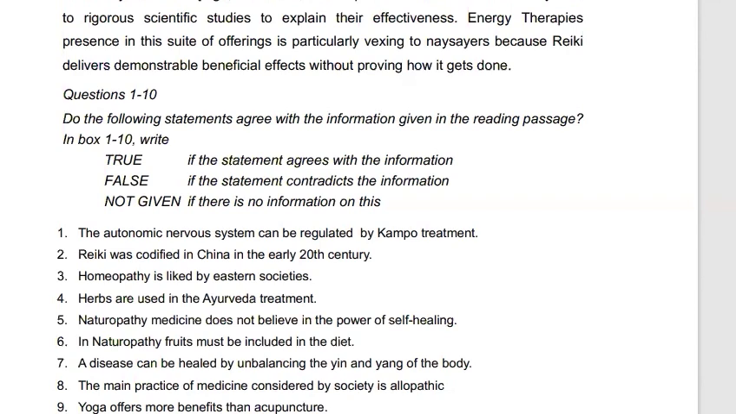True means the information is clearly stated and it matches with the text. False means the information contradicts with what is stated in the text. And not given means that the information is not mentioned or it is unclear in the text.